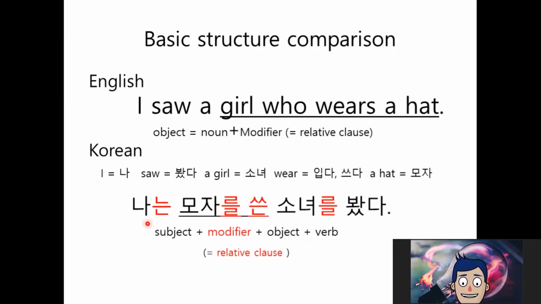So 나는 is subject, 봤다 is verb. So subject in front, verb at the end. So 나는 모자를 쓴 소녀를 봤다. Like that. Okay, let's just focus on the order of sentence structure. Okay. Now, let's move to next sentence.